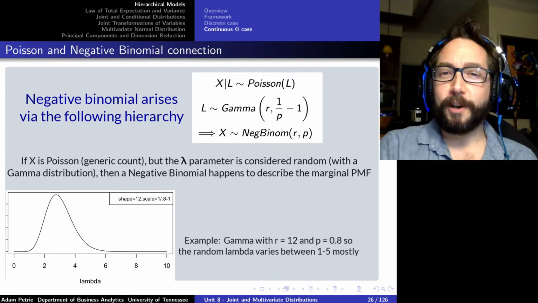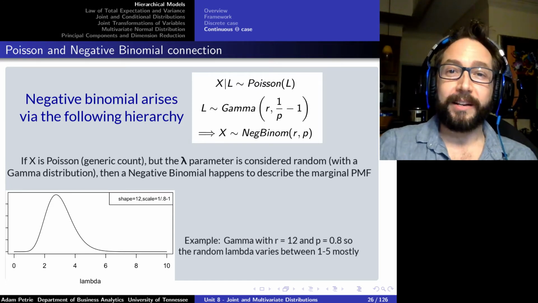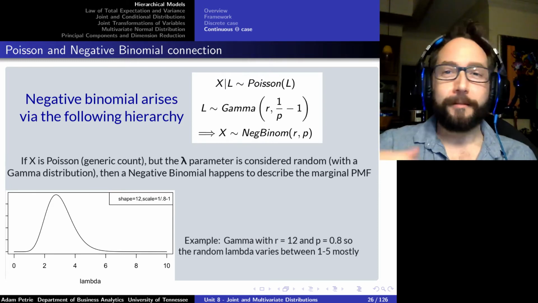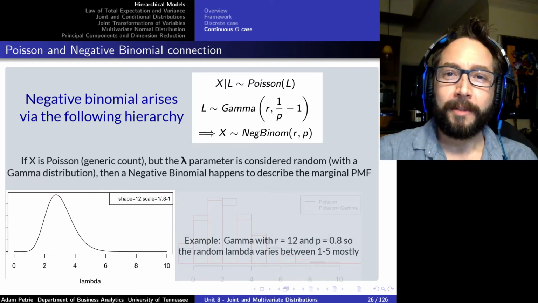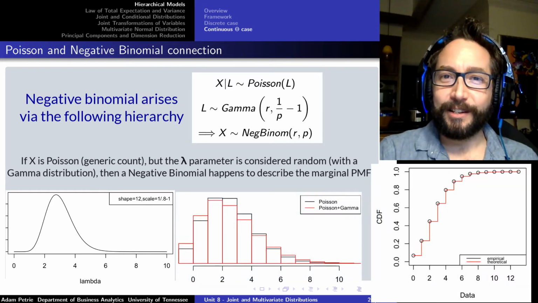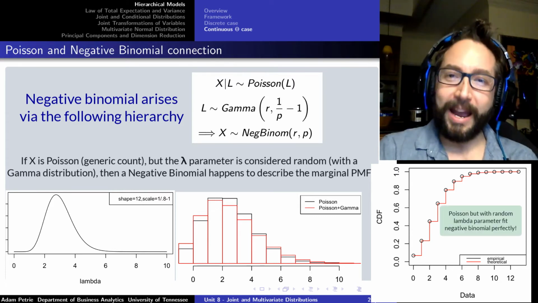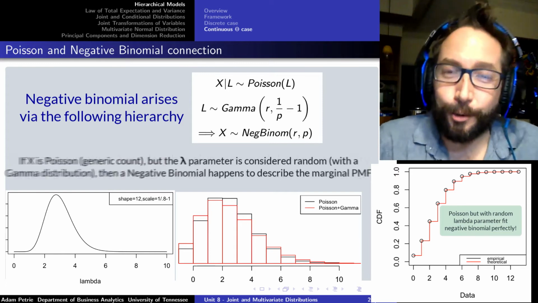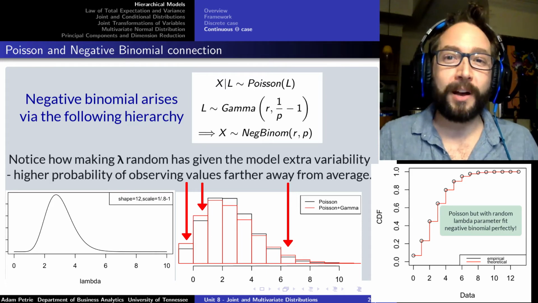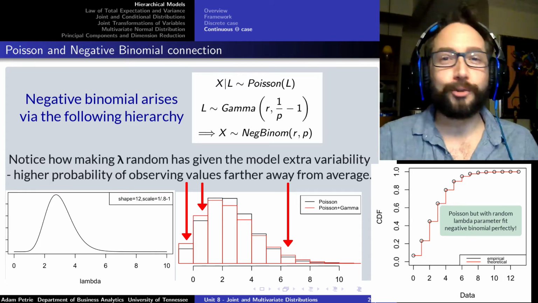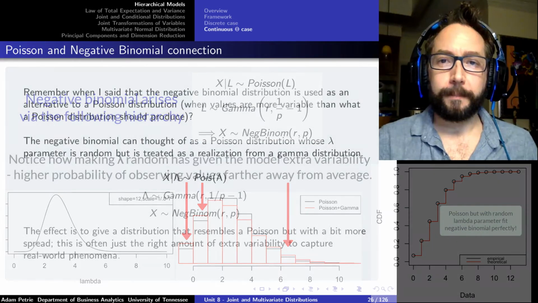It turns out that if you go through the math and ask, okay, what's the marginal distribution of capital X here? What is the distribution of this count free from the randomness associated with that lambda parameter that describes that Poisson? When you go through the math, you find out that the distribution of X turns out to be a negative binomial distribution, and so there we have it. That's why the negative binomial is a great alternative to the Poisson. It's basically describing the case where your count should be Poisson, but that lambda parameter has a little bit of extra randomness associated with it. So we get a little bit of a larger spread of values.